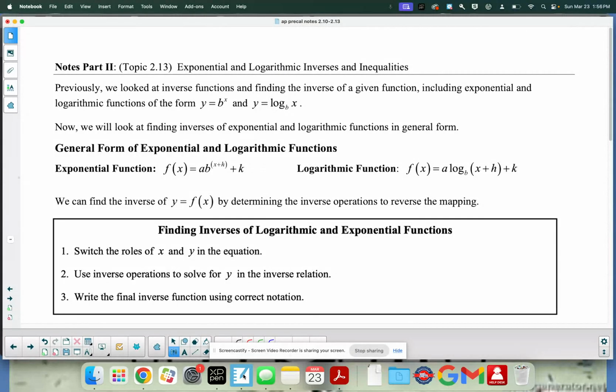Okay, so 213 part B or part 2, however you want to state it, we are now getting into the inequalities of logs. But we're also going to be still dealing with inverses, which we've been dealing with the whole unit. It's not anything different. All right. And again, we already know the rules as far as inverses. You swap the x and the y, and then you basically solve for y using whatever inverse operations that you need to do.